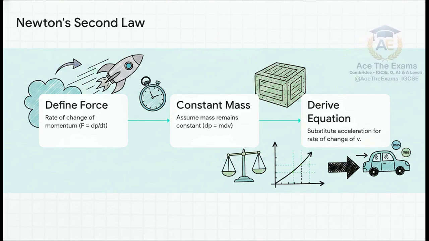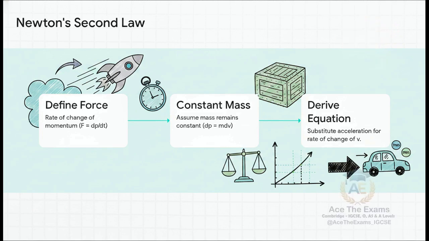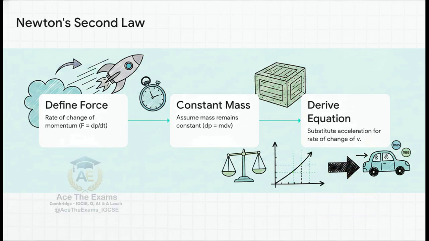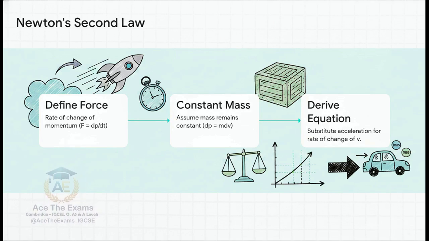Step 2, we know momentum, p, is mass times velocity. Now, if we assume the mass of the object stays constant, which it almost always does in these exams, the change in momentum is just that constant mass multiplied by the change in velocity. Step 3, that brings us to F equals m times delta v over delta t. And since the change in velocity over time is the definition of acceleration, we can isolate acceleration to get the famous equation F equals ma.